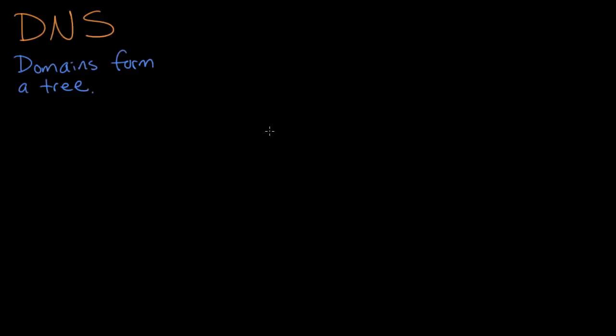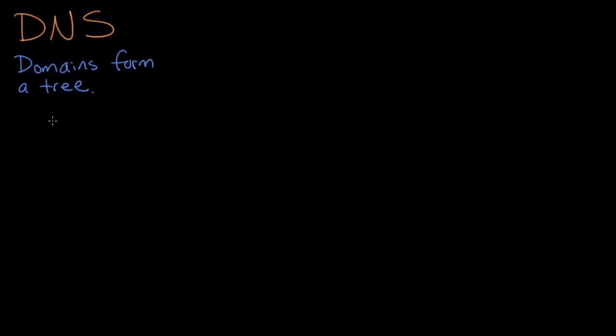DNS is a tree-like data structure. That is, if we were to map out a whole bunch of domains, we would see a tree. And this is a computer science style tree with the root of the tree at the top and the branches down here at the bottom. So let's see what this looks like if we draw in some domains.